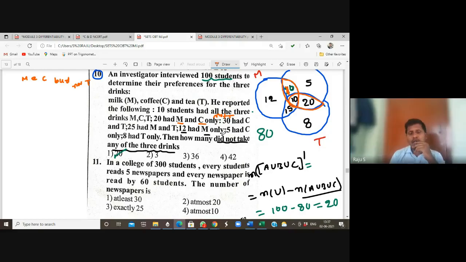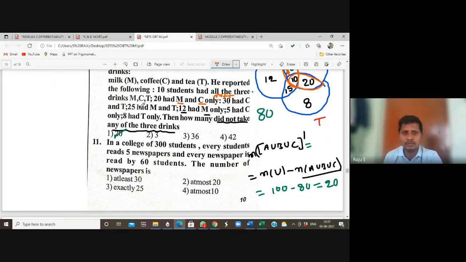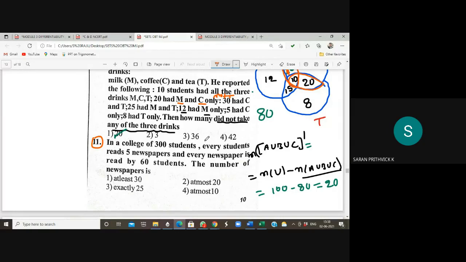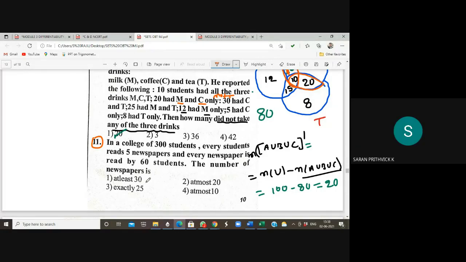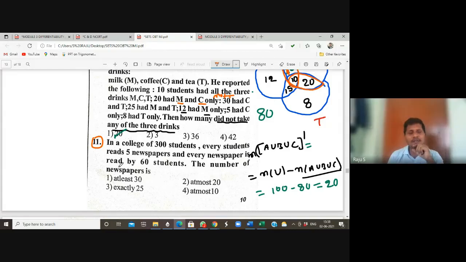Right. Anyone having doubts about question number 10? Question number 10, I hope so. No. So all of you do this question number 11. We'll do question number 9. 11. 25, sir. Exactly 25. Yes, sir. How can you say it is exactly 25?